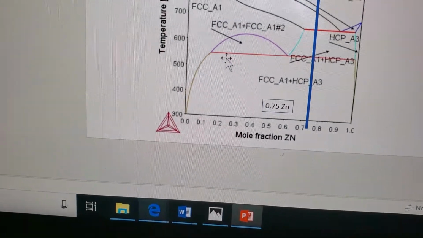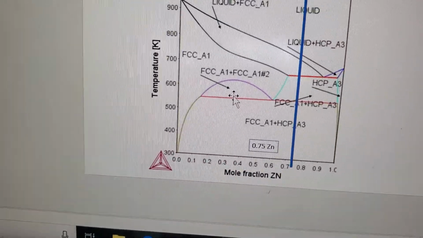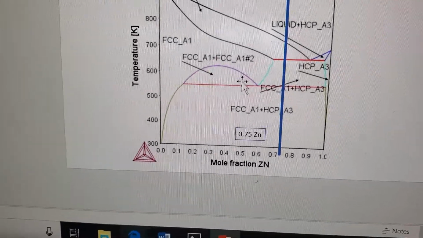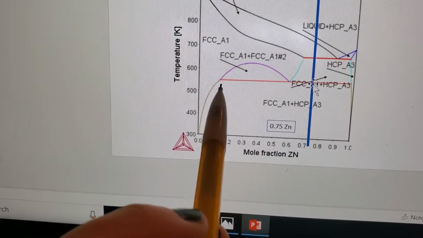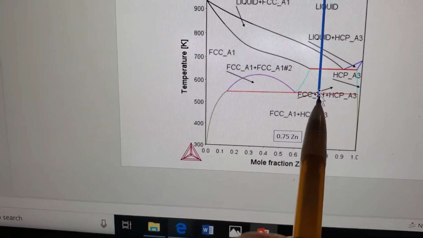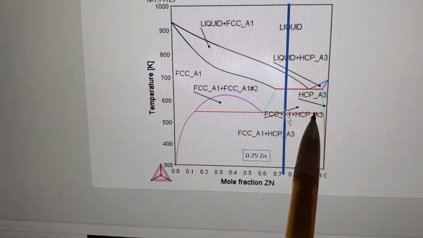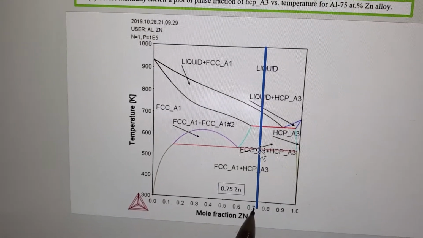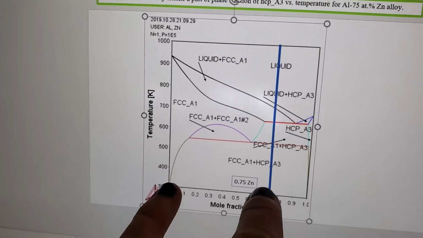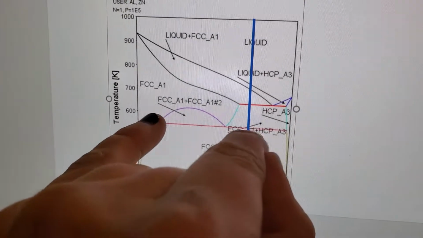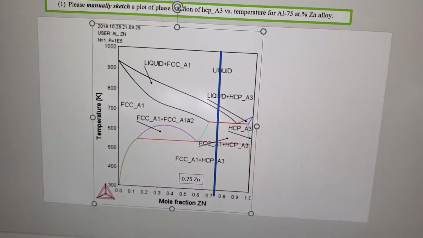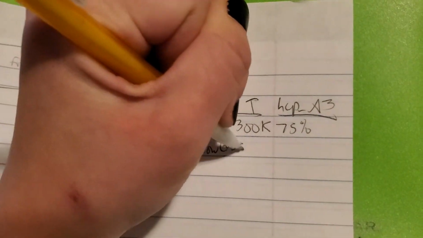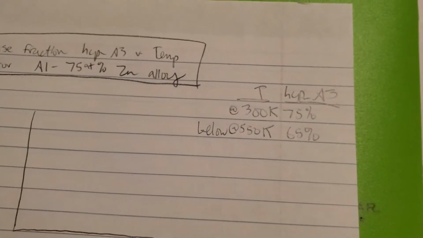And now we're going to look at the next horizontal line, which is the red line here at about 550 Kelvin. So we're going to look at 550 Kelvin below it and 550 above it. So below, if you look at the line from here to here, it's about 0.1, 0.75, and then 0.98. So if you use the lever rule with that, you have about 65% of the HCP A3. And that makes sense because the percentage of HCP A3 from this region is greater than the HCP A3 contribution from here to here. So it decreased down to 65%, and this is below 550 Kelvin, and it's 65%. So that's what we have so far.